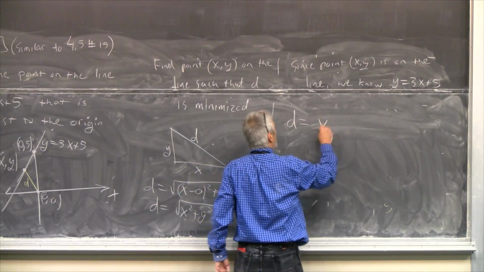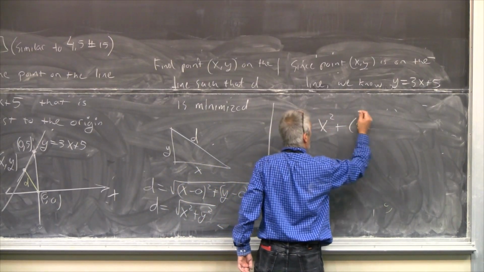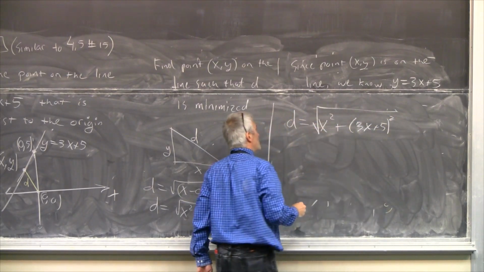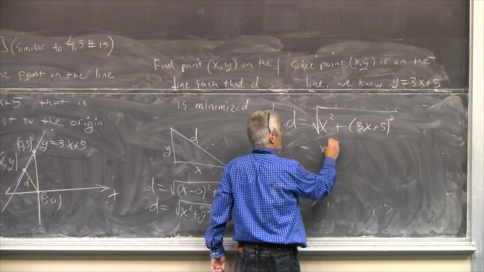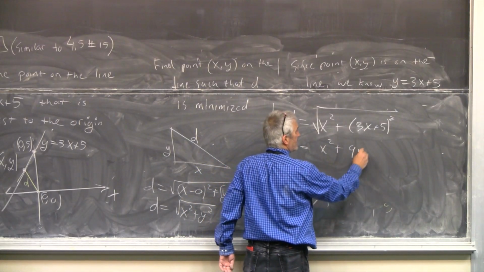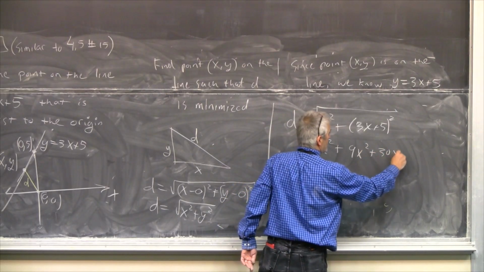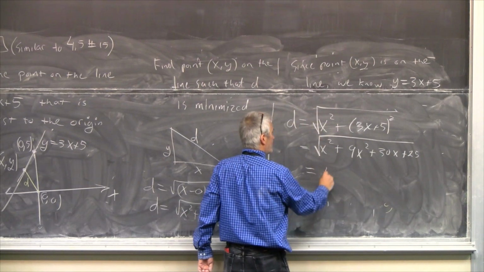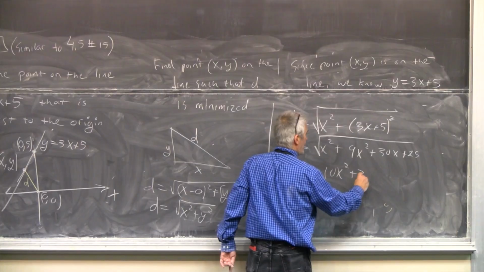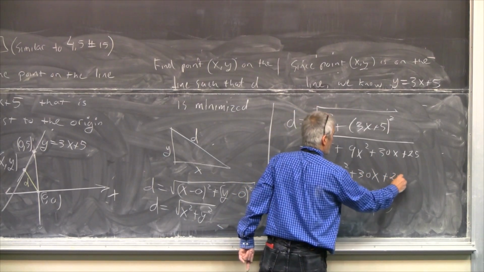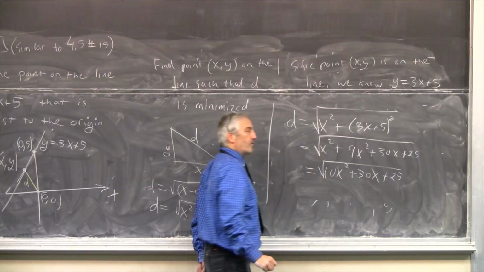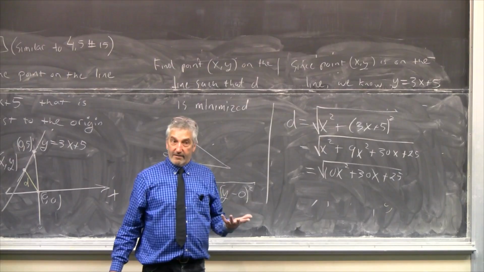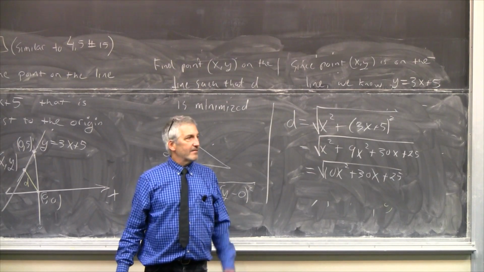D equals the square root of x squared plus (3x plus 5) squared. So that's x squared plus 9x squared plus 30x plus 25, all of that square rooted. So 10x squared plus 30x plus 25, square root. Now, our quest now is to find the value of x that minimizes d.